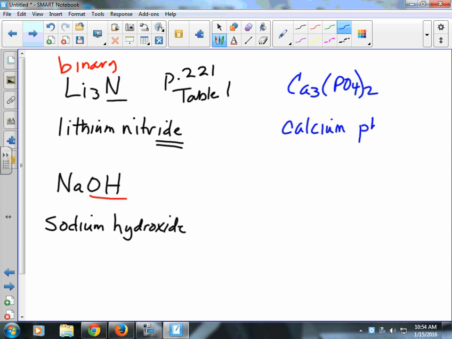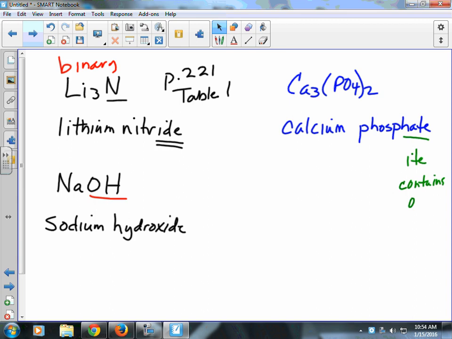Okay. And while we're here, let me go ahead and point something out to you guys. Any polyatomic ion that ends in ATE or ITE contains oxygen, the oxygen atom. Okay. So when you see ATE or ITE, you think polyatomic with oxygen. But for now, you can just look on 226.